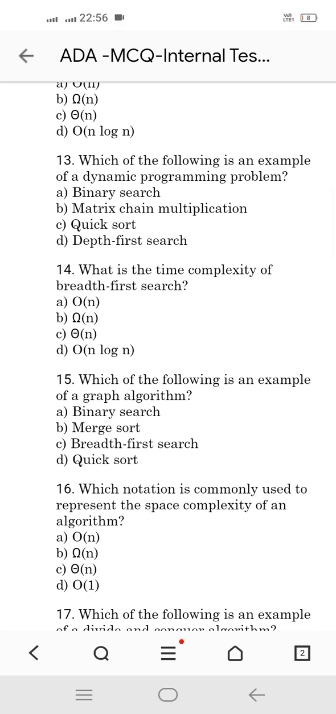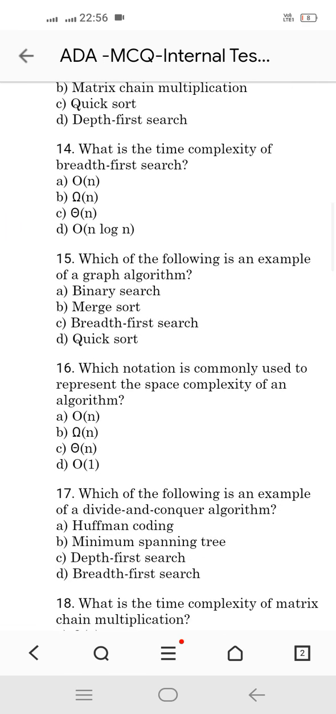13th, which of the following is an example of a dynamic programming problem? Option B, matrix chain multiplication. 14th, what is the time complexity of BFS? Option A, order of n. 15th, which of the following is an example of a graph algorithm? Option C, breadth first search.